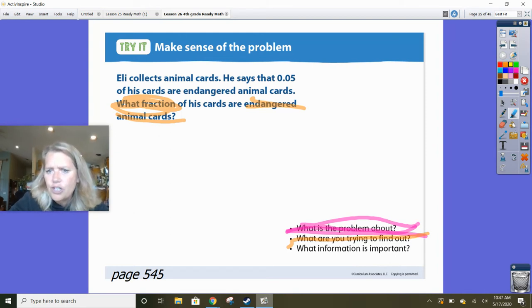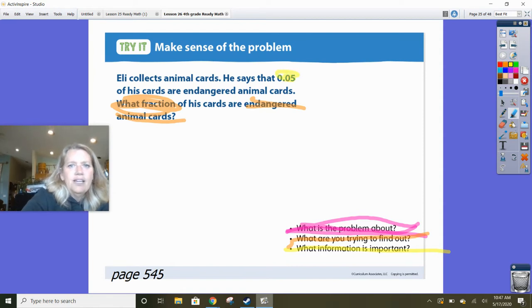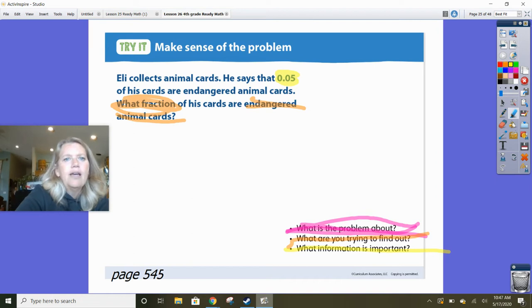All right, third read is the important information. Eli collects animal cards. He says that 0 and 5 hundredths of his cards are endangered animal cards. What fraction of his cards are endangered animal cards? Yep, I agree 100%, Michael. That is the important number, and that is how much of them are endangered, right?